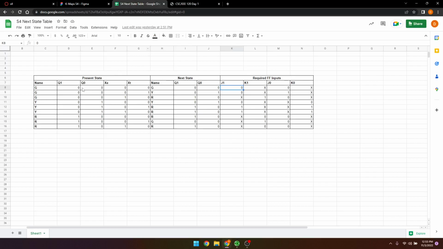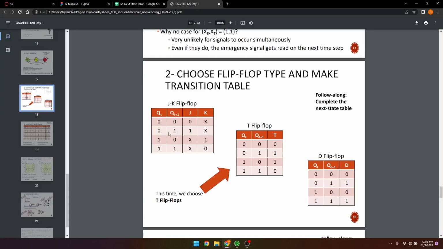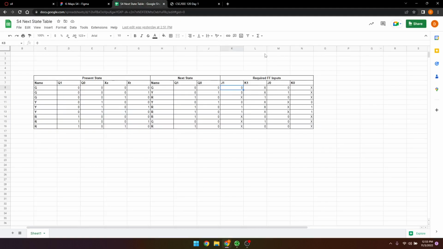So in this case, we have QT going to QT plus 1, 0 going to 0. Well, if we look at our transition table, when we have 0 going to 0 in a JK flip-flop transition table, J is just going to be 0. So J is just 0. And we follow that logic all the way down the chart until we fill it out.